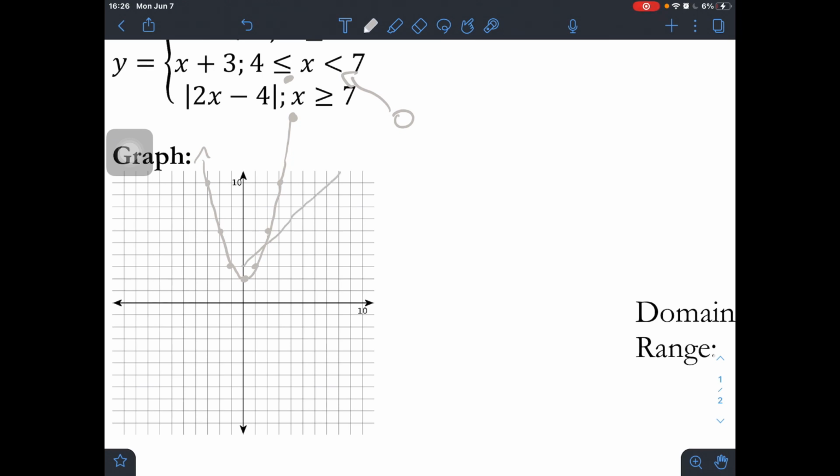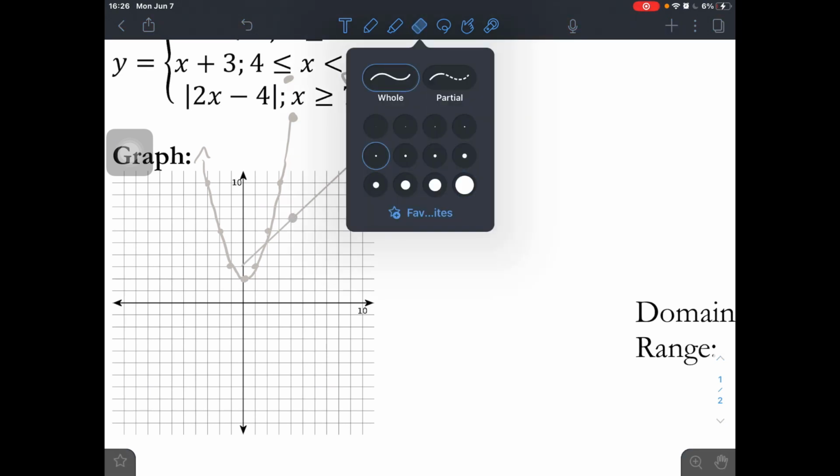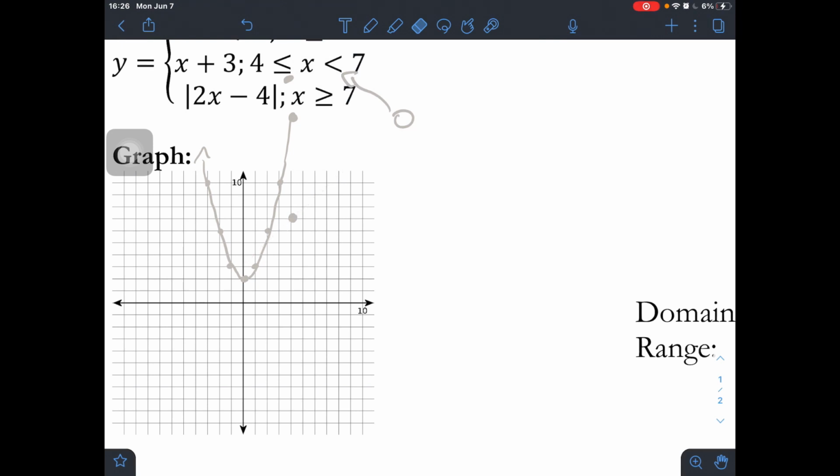Alright, that's not... Let's see. Okay, I think that's about right. And then it says 4 is less than or equal to x, which is less than 7. So we have to do 1, 2, 3, 4. So it would have to be from right here. So let's just erase everything else that's before this.